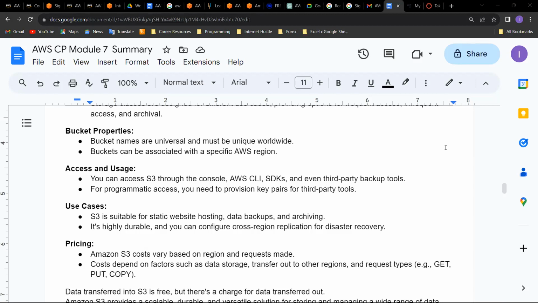And just like how we access other AWS services, it can be accessed through the console, the CLI, the software development kits, and even other third-party backup tools. And as usual, for programmatic access, you will need to provision an access key pair. The access key pair is the access ID and the secret access key, in other words, public key and private key.